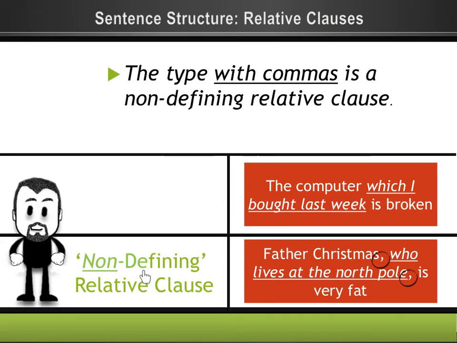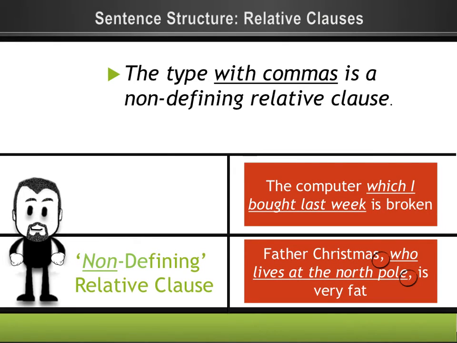Non-defining relative clauses are the other type. These ones don't give a definition, they just give extra information. So in this case, the subject is Father Christmas. Now Father Christmas is a real name. It's a title, but it's a real name. And so I know who Father Christmas is. This information is not giving me a definition, it's just giving me extra information. So when I give extra information that is not a definition, I put a little comma.